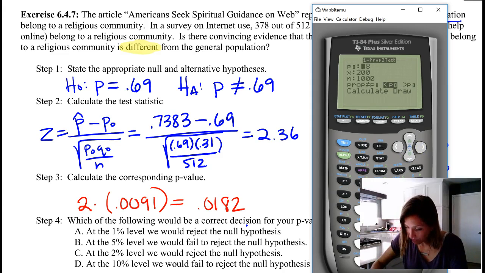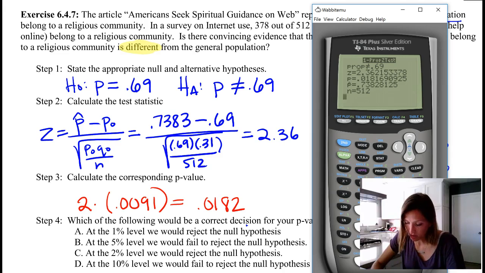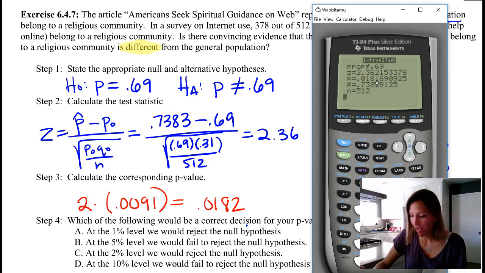And I'll just quickly do this with the calculator shortcut to verify all of this. We were looking at 0.69 being the real value, and we had 378 of 512 people for a two-tailed test. So our z-score should have been 2.36, just like we got, and a p-value of 0.0182. This is one time that our table and our calculator lined up. So, perfect.